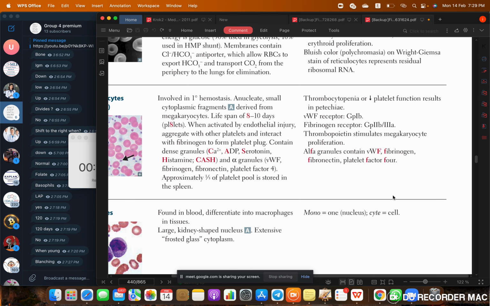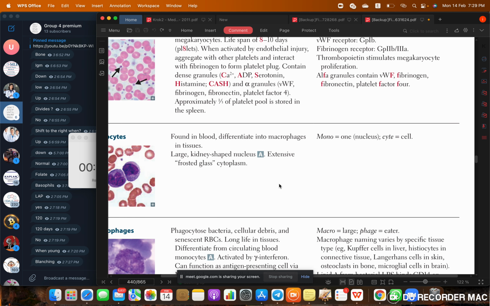alpha. It has an F, so a lot of Fs. Don't forget about the catch, especially the calcium. It's factor 4.